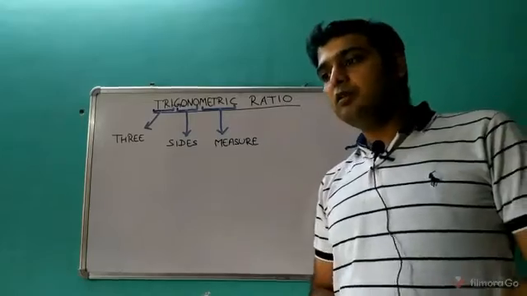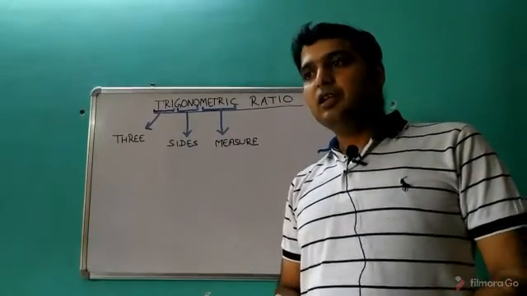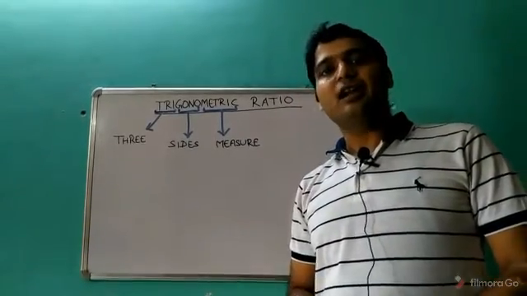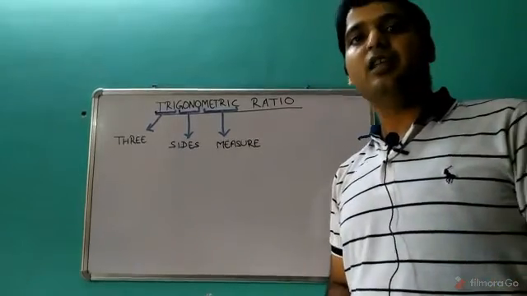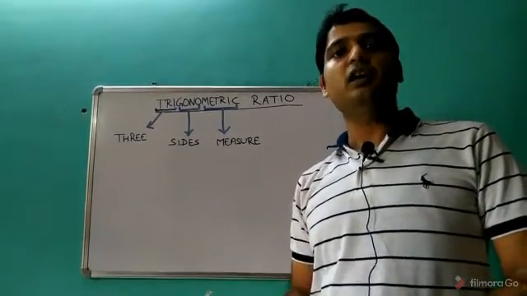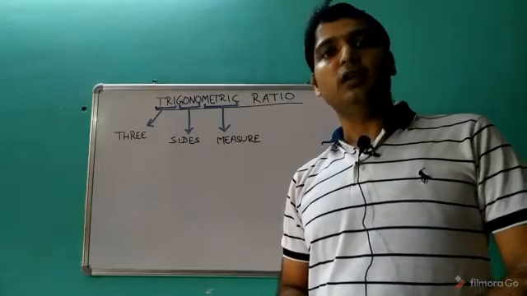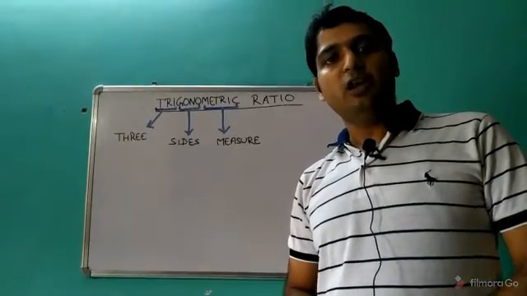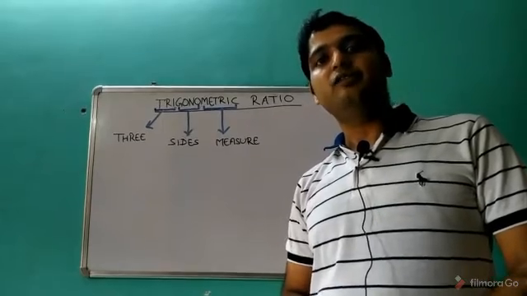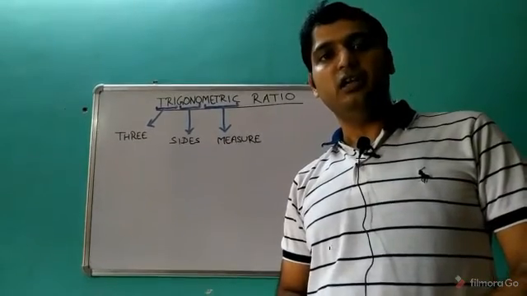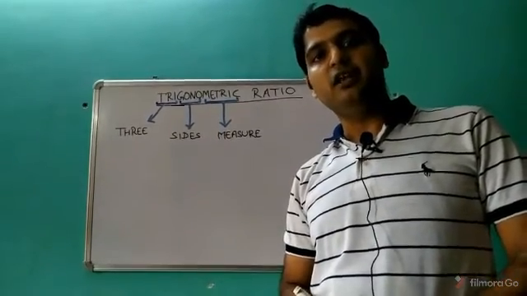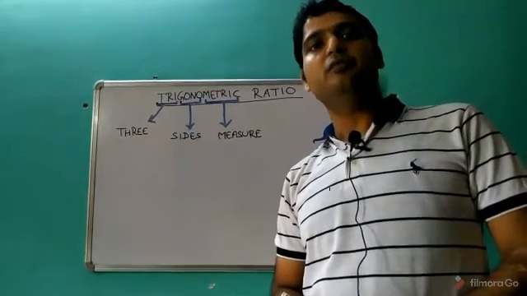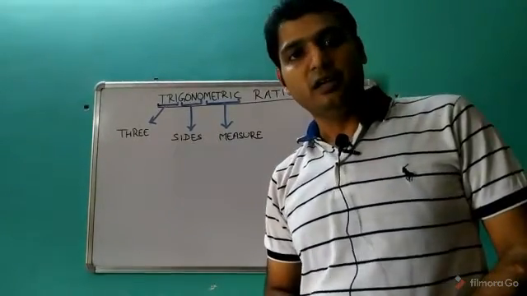Now we are discussing a right angle triangle. One angle is 90 degrees, so the other two angles should be acute angles and their sum is equal to 90 degrees, because we already know that the sum of the angles of a triangle is 180 degrees. If one angle is 90 degrees, then the sum of the other two angles is equal to 90 degrees.